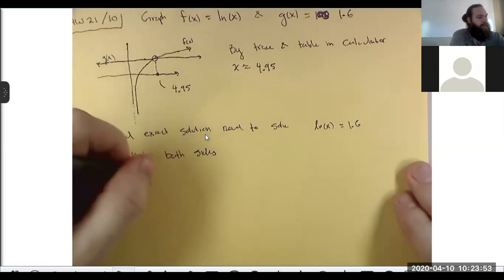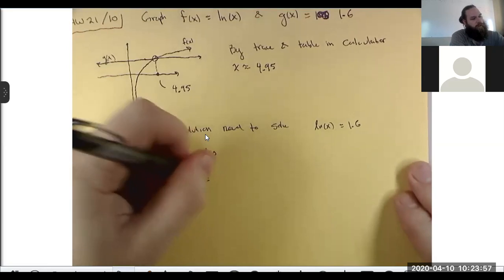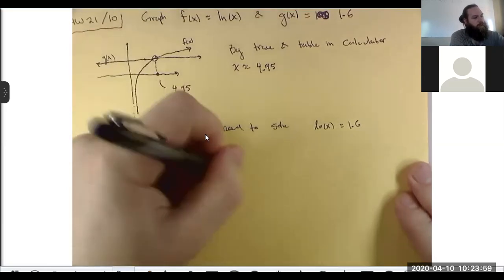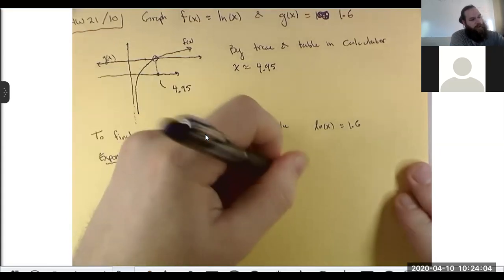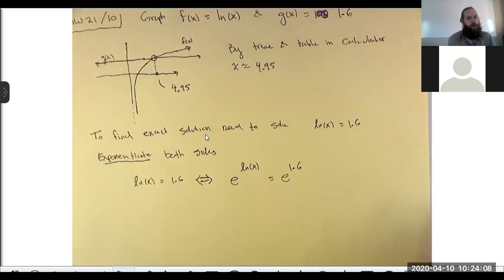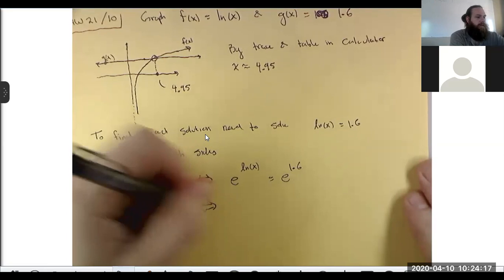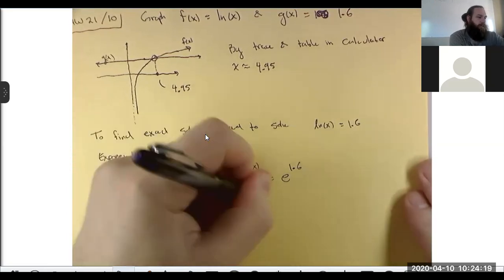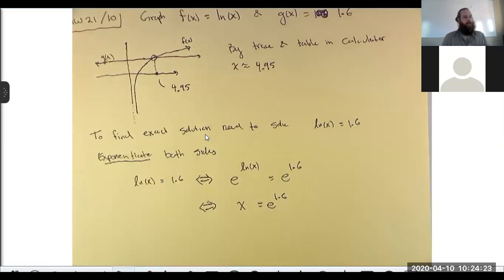So ln x equals 1.6 is actually equivalent to saying e to the ln x equals e to the 1.6. So it's just like square rooting both sides or squaring both sides. You can take logs on both sides or exponentiate on both sides. And the magic of doing this is that the e raised to the ln of x just simplifies to x. So this is e raised to the 1.6. That's the exact value of that solution.